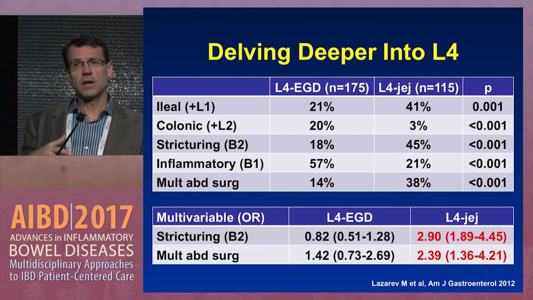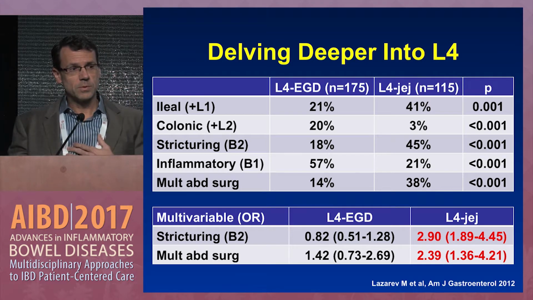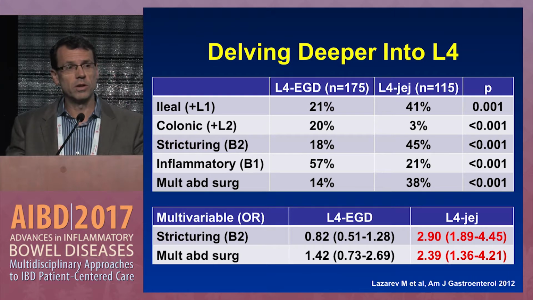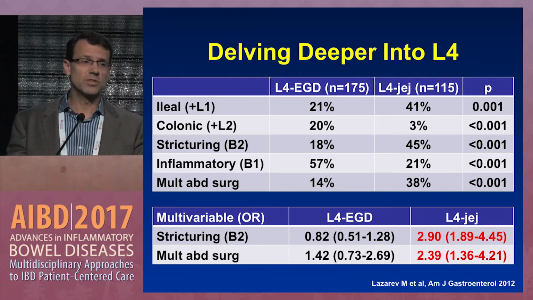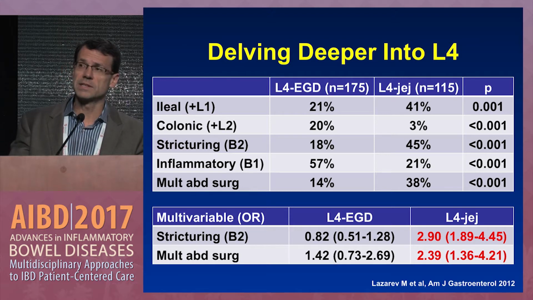If we compare the very proximal disease in the esophagus, stomach, and duodenum to the jejunal disease, what you see is that the very proximal disease is less likely to involve the ileum, much more likely to involve the colon, but much less likely to have a stricturing phenotype, therefore more likely to have an inflammatory phenotype, and much less likely to need multiple abdominal surgeries in the future.